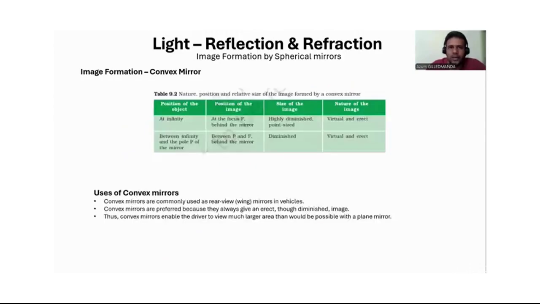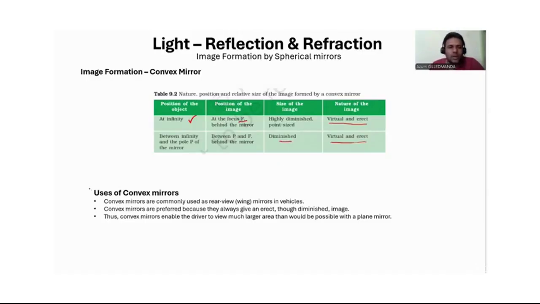Understood, guys? All right. Now, let's summarize. There are only two scenarios. When the object is at infinity, we are getting the image at F. It is highly diminished, point sized, virtual and erect. So in a convex mirror, in both scenarios, we get a virtual and erect image, right? In the second scenario, where the object is between infinity and P, we are getting an image between P and F, and that is behind the mirror. So it's virtual and erect, and it is smaller in size. So it is a diminished image.